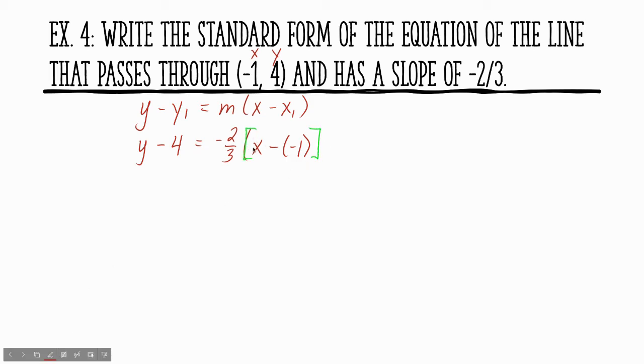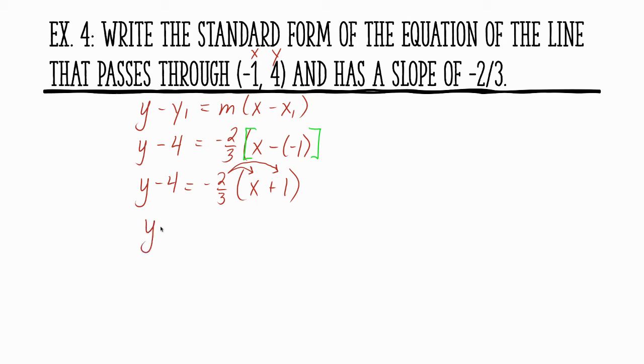My next step is to simplify what's in the bracket. So this is y minus 4 equals negative 2/3 x plus 1. Now what I would recommend that you do next is to distribute the slope to both terms in parentheses. So this becomes y minus 4 equals negative 2/3 x minus 2/3.